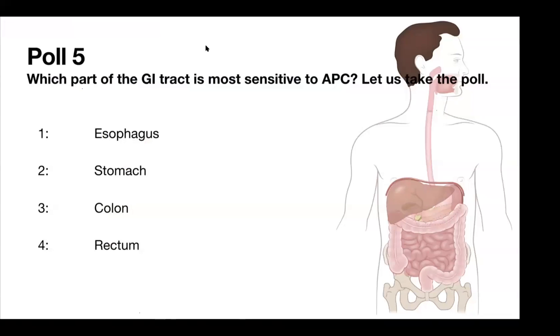So, all right, let's have this poll. Which part of the GI tract is most sensitive to APC? Is it the esophagus? Is it the stomach? Is it the colon? Or is it the rectum? All right.